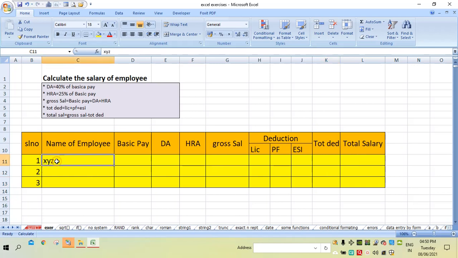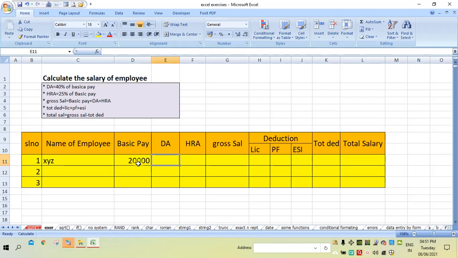So let us start. The name of the employee is XYZ and the basic pay is, think that, 20,000. And DA can be calculated. How to calculate DA? Here it is said DA is 40% of the basic salary. So it means we have to calculate DA, and the DA will be 40% of the basic salary.